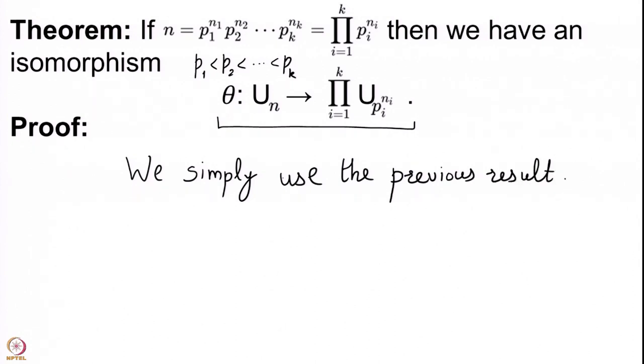So once we have understood U of pi power ni for all primes pi, then using this result we have understood the structure of all Un. It is a good thing to have done it as a result, but we should also do the examples with respect to this. So let us see some examples.